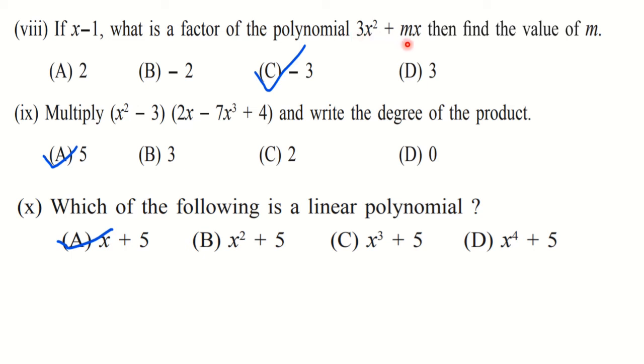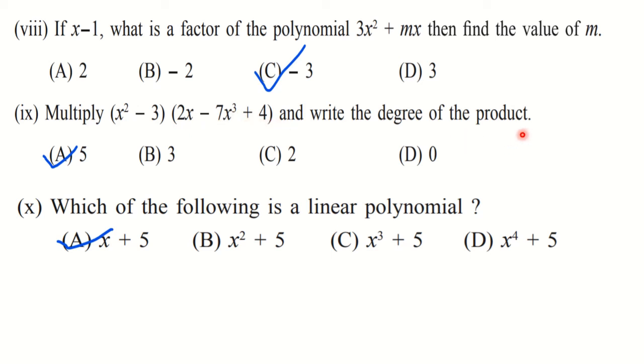3 plus m is equal to 0, and therefore m is equal to minus 3. This way you can solve. Correct. Next, multiply x square minus 3 and 2x minus 7 x cube plus 4 and write the degree of the product.